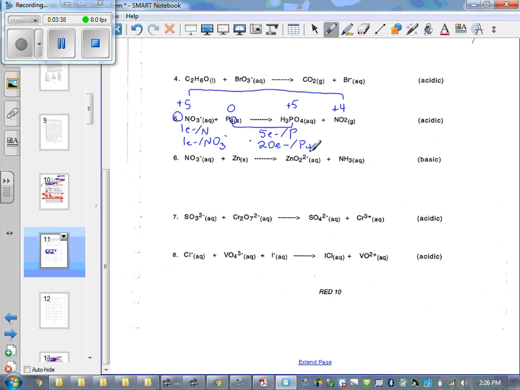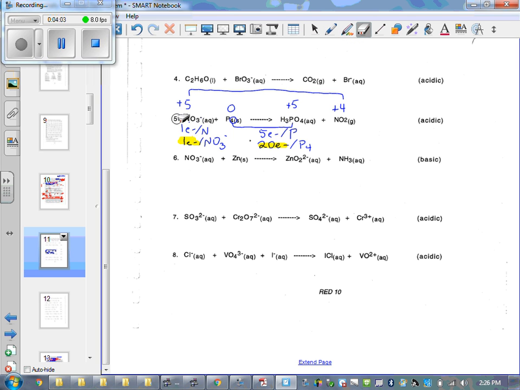This is what we're using to balance electrons lost and electrons gained. Here we have lost 20 electrons, but we've only gained 1 electron here. So what do we have to do to balance that? We're going to multiply this one by 20.